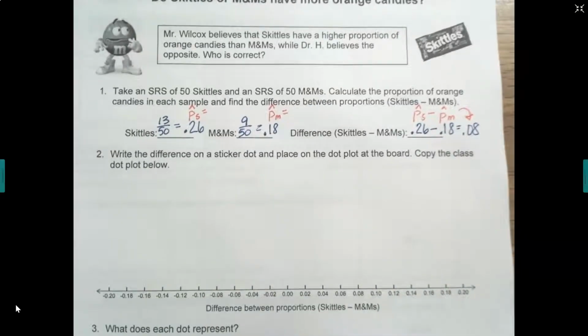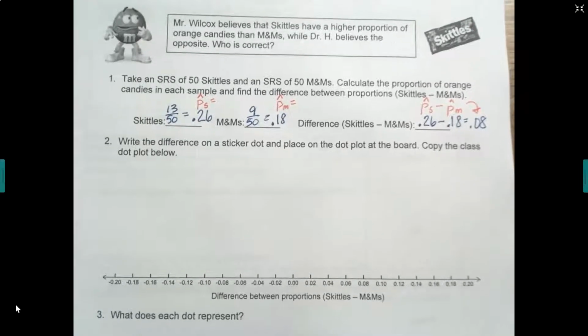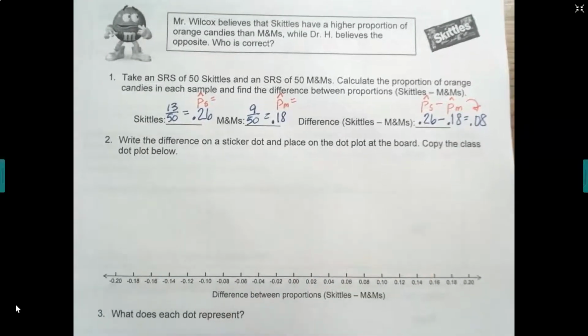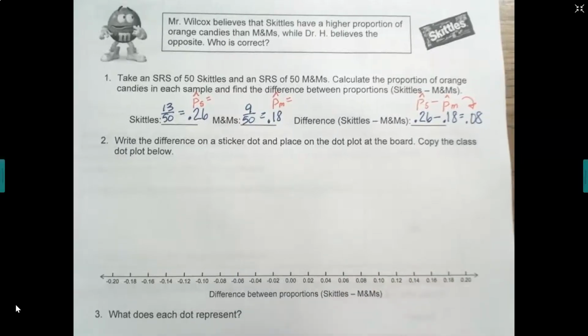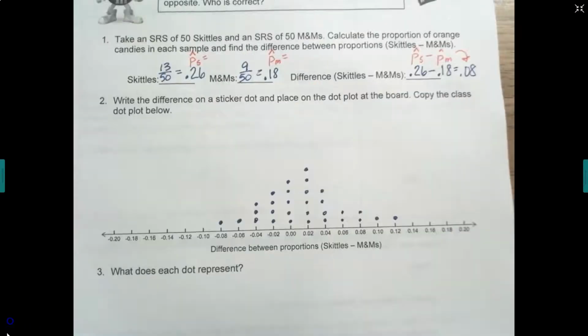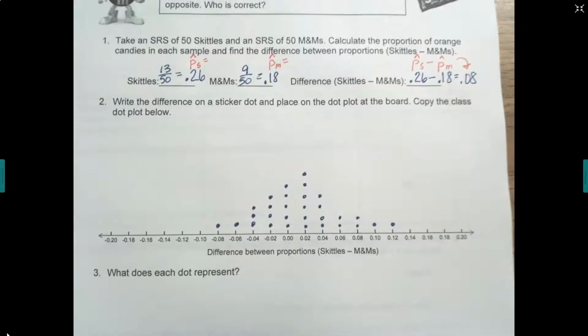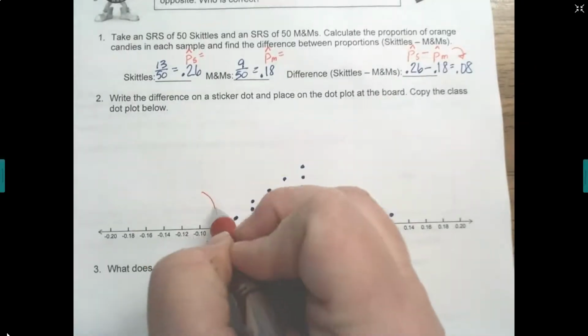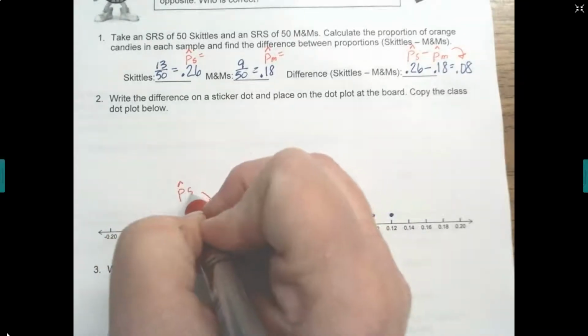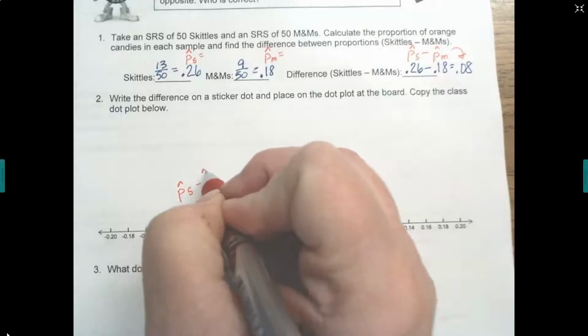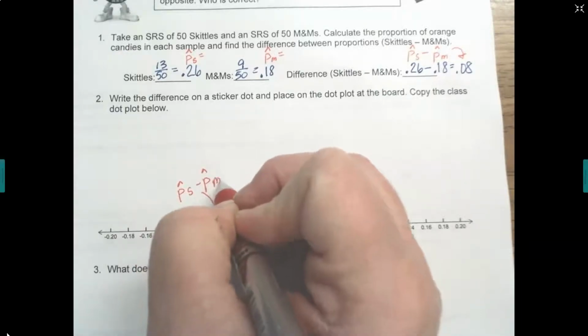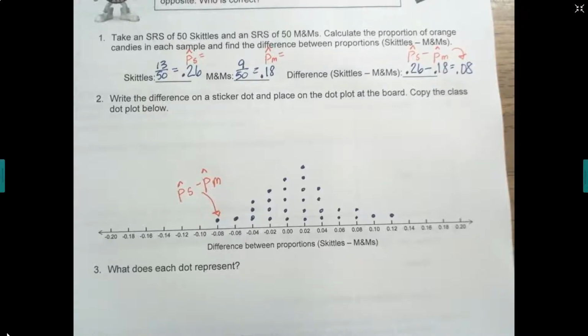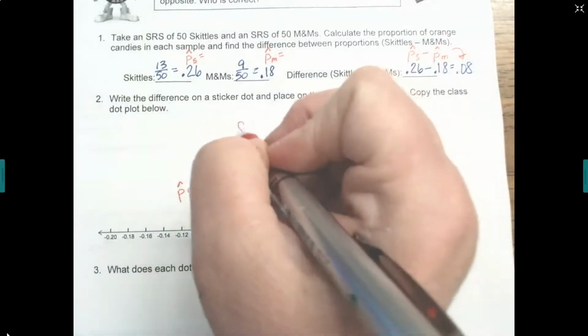Alright, so I ran a simulation for us, and I got a sampling distribution. So here's the sampling distribution I got. If you need to, pause the video so you can copy this down. But remember, each point on our sampling distribution represents the difference between the proportion of orange in one sample of Skittles and the proportion of orange in one sample of M&Ms. And it is a sampling distribution.